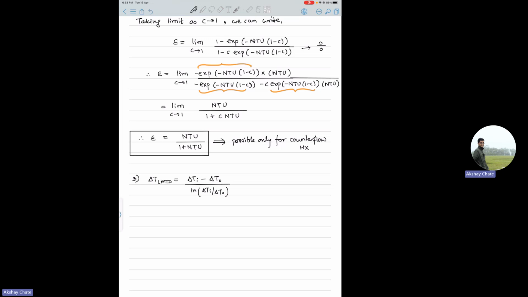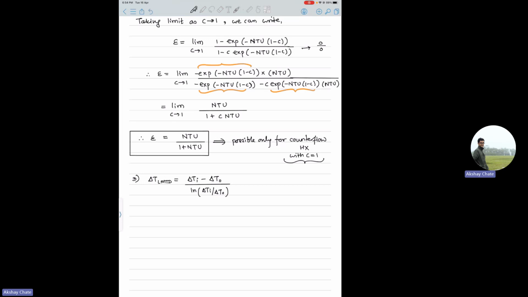But there will be one special case. What happens with this counterflow heat exchanger with C equal to 1? That means capacity ratio is 1. That means m dot Cp of hot fluid is equal to m dot Cp of cold fluid, right?